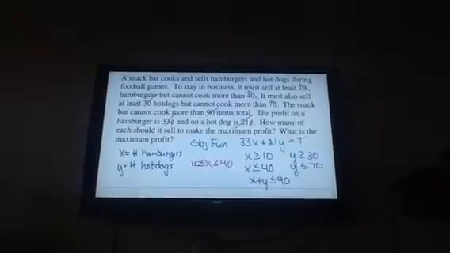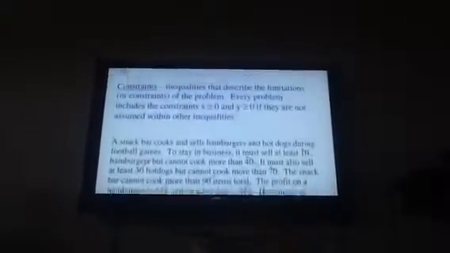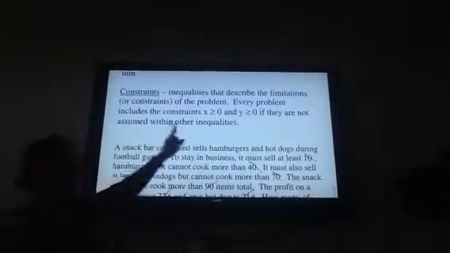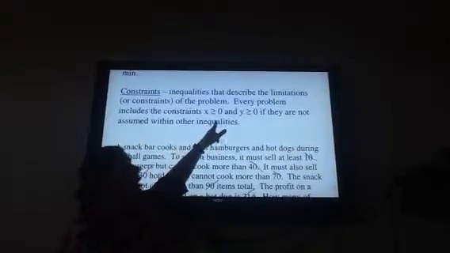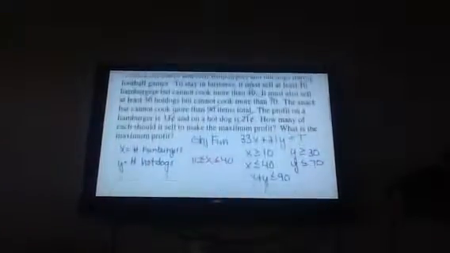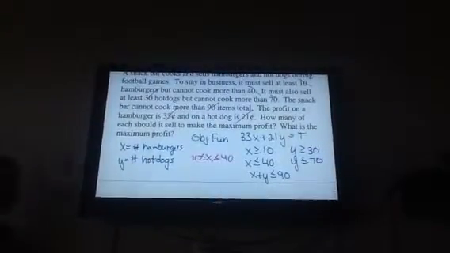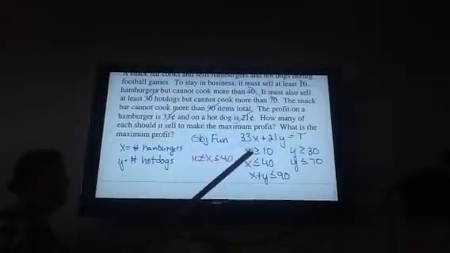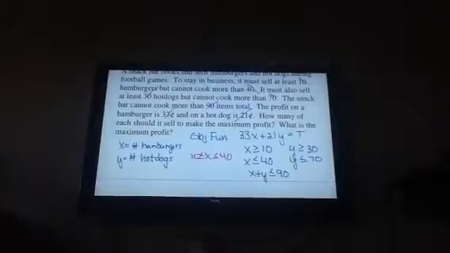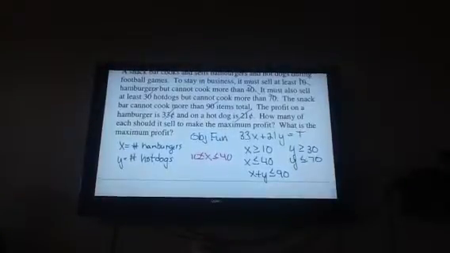Remember back from the thing above that I said read this over again? Every problem includes constraints that should have x is greater than or equal to 0 and y is greater than or equal to 0. Every problem has to have that. However, in this particular one, it says that x is greater than or equal to 10. So that makes it bigger than 0. So we don't have to write that constraint.